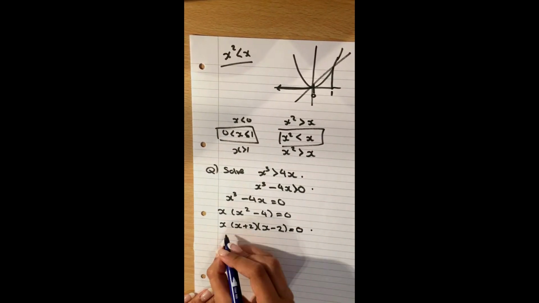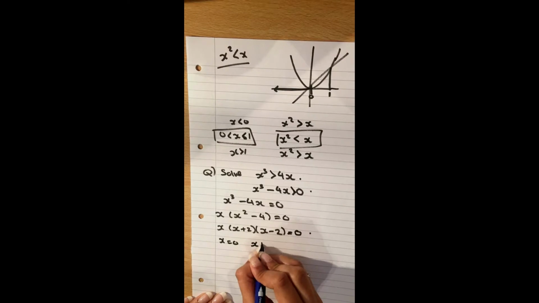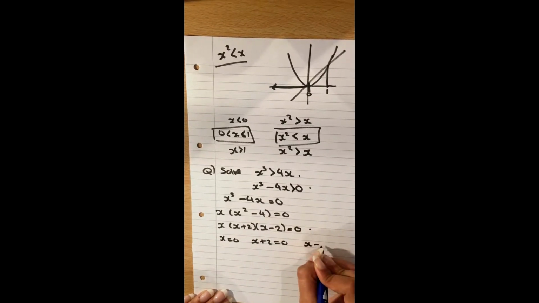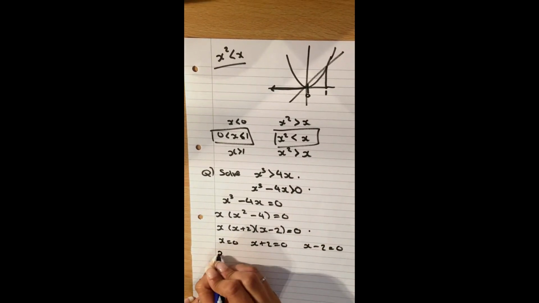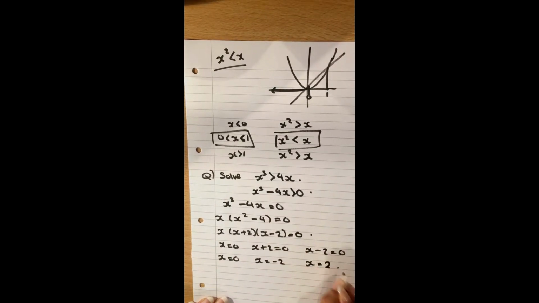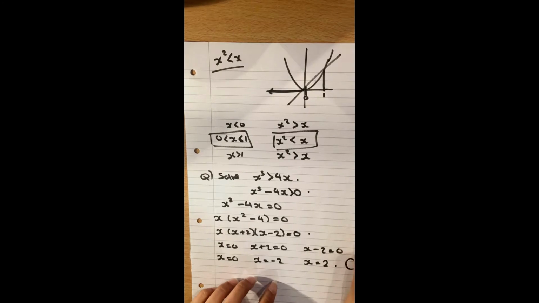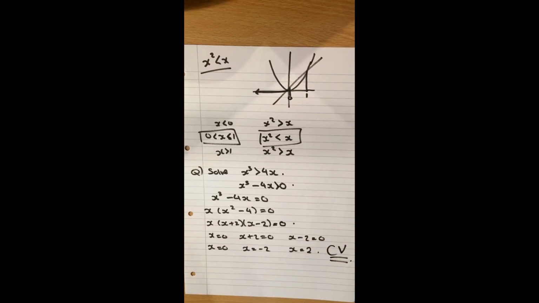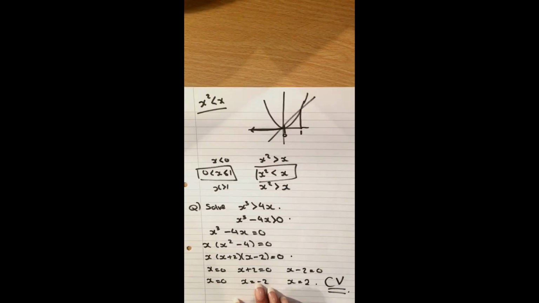And now x equals 0, x plus 2 equals 0, x minus 2 equals 0. So now x equals 0, x equals minus 2, and x equals 2 are our critical values. Now if we put numbers that are between these values into our equations, we will see which is larger.